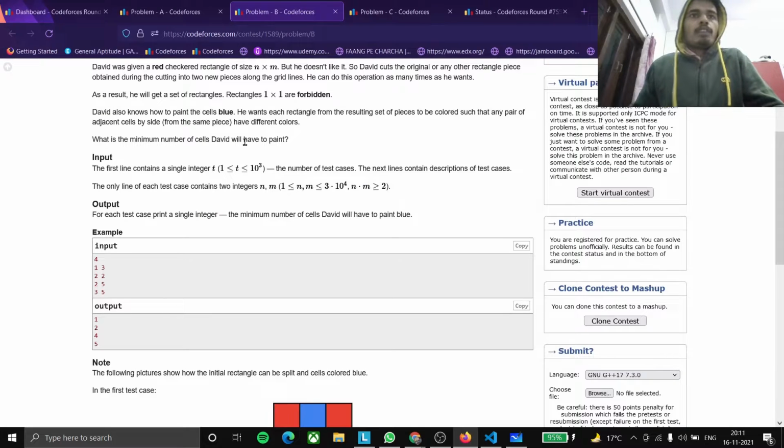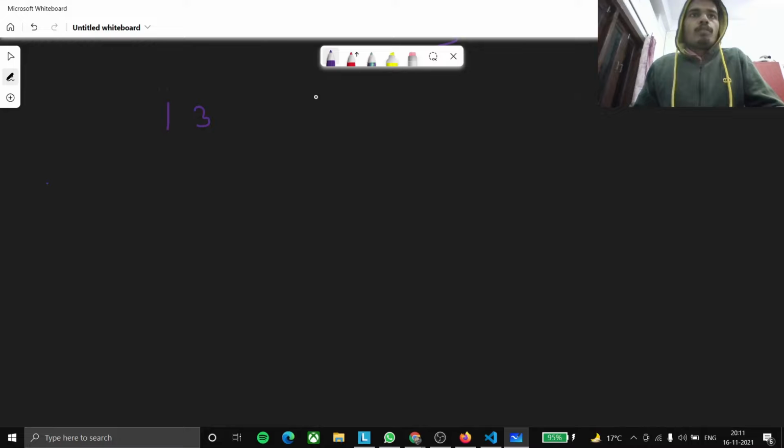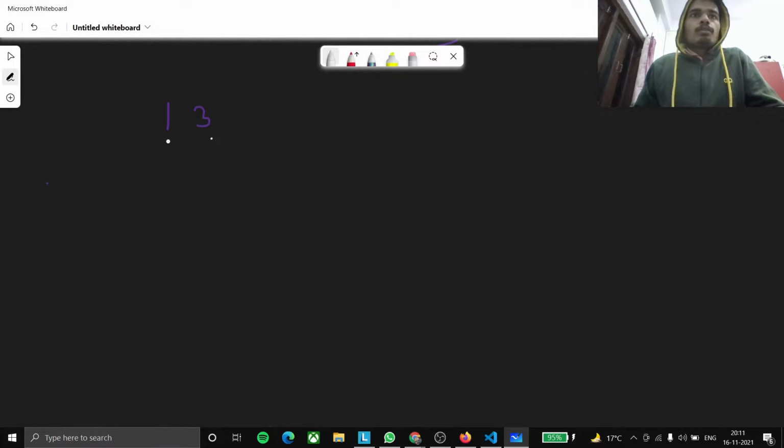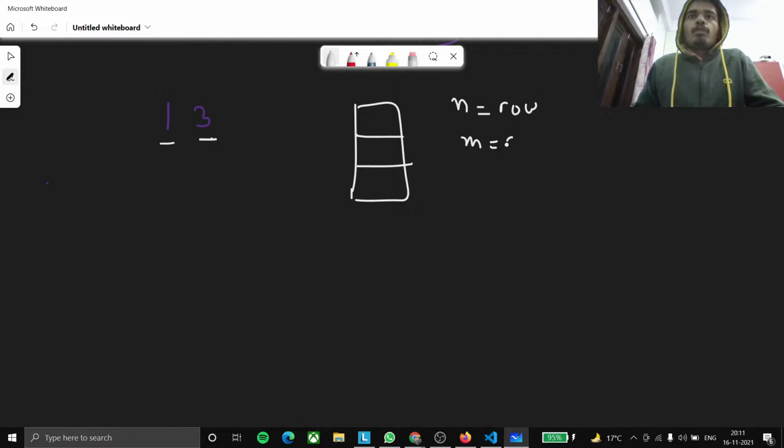Okay, so basically suppose we have a test case of 1 and 3. Is it visible to everyone? So 1 is the value of n and 3 is the value of m. So we could have n number of rows and m number of columns. So we have it like this. This and this could have the same color, but this has to be a different color. So the minimum number of cells which he has to paint blue will be 1.